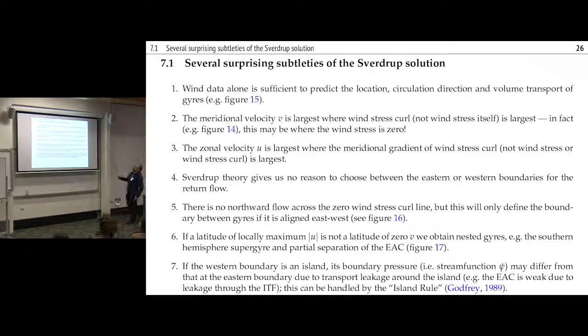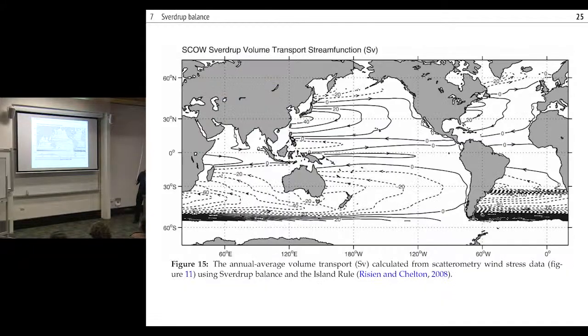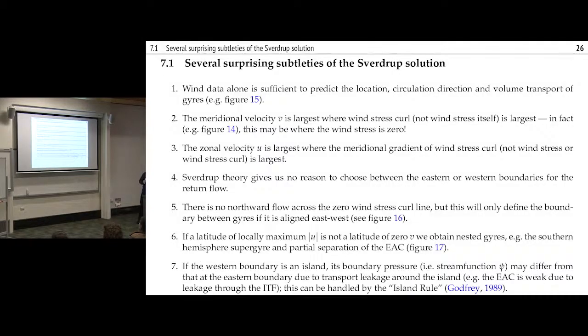So I've said a lot of these things already. The wind data is enough to predict the location of these gyres, so it's answering some of the questions I posed at the start. Why are the gyres at those particular locations? It's because these are the locations of anticyclonic wind stress curl, so that is defining the latitudinal range of those gyres. It's also explaining why they rotate in the way they do. And it's also giving us quantitative information about the total amount of water going around. So it's quite a powerful thing.